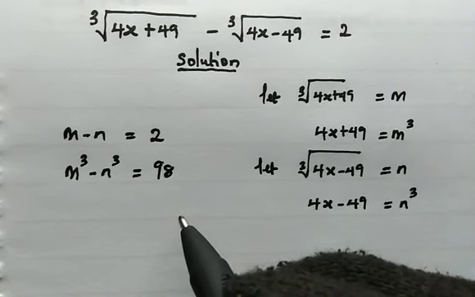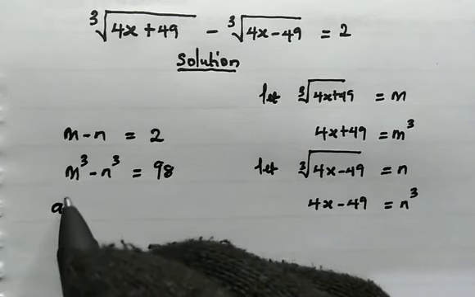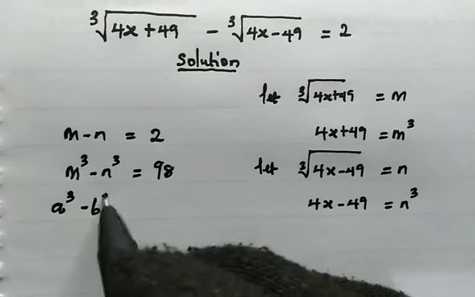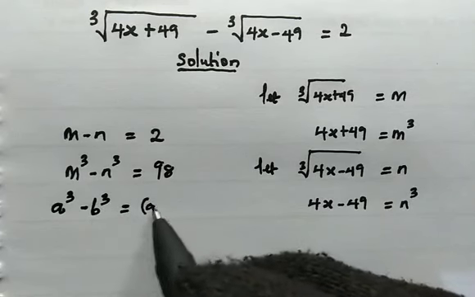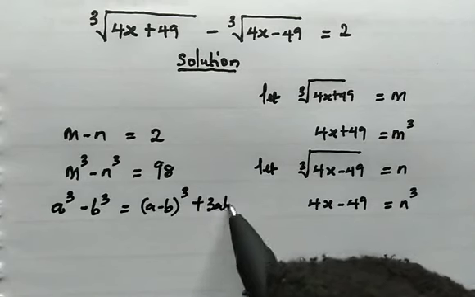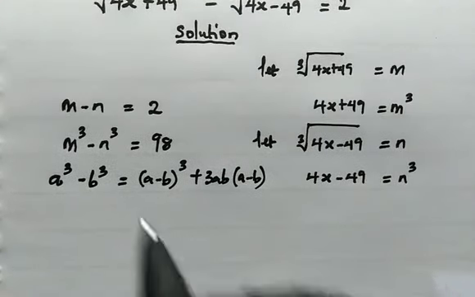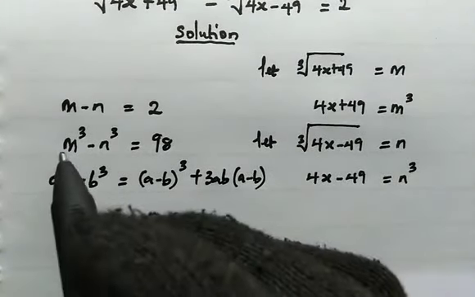And we're going to solve them nicely. But there's an algebraic identity. We're going to make use of a very powerful one for that matter. We have a cubed minus b cubed. This is equal to a minus b cubed plus 3 times a times b into bracket a minus b, right? Now, make use of this identity here.